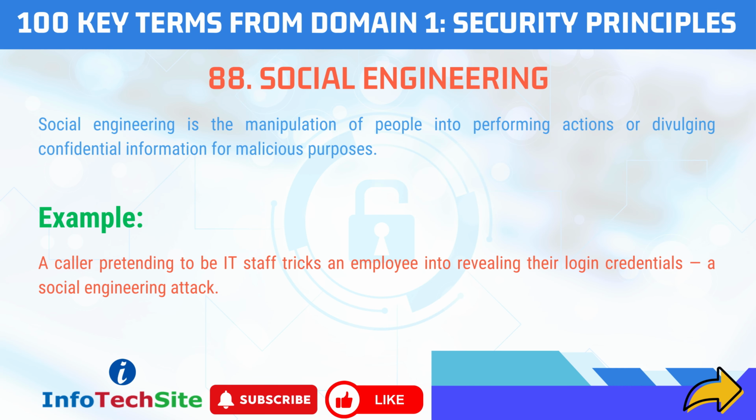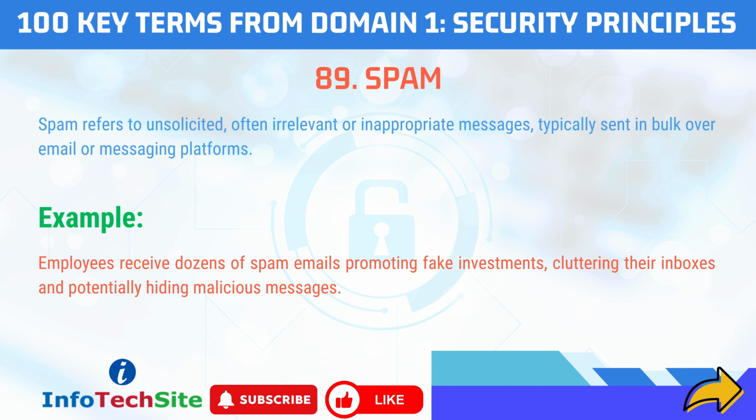88. Social engineering. Social engineering is the manipulation of people into performing actions or divulging confidential information for malicious purposes. Here is an example. A caller pretending to be IT staff tricks an employee into revealing their login credentials, a social engineering attack. 89. Spam. Spam refers to unsolicited, often irrelevant or inappropriate messages, typically sent in bulk over email or messaging platforms. Here is an example. Employees receive dozens of spam emails promoting fake investments, cluttering their inboxes and potentially hiding malicious messages.